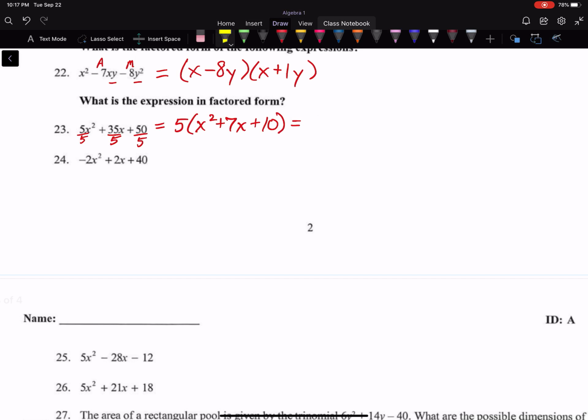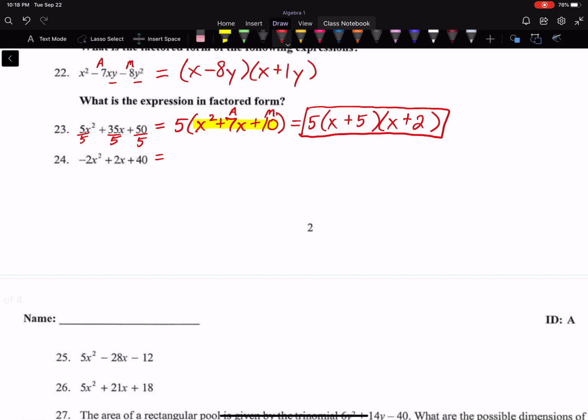And then you ask yourself, can you factor what's in the parentheses? And the answer is yes, because we can find two numbers that multiply to be 10 and add up to be 7. So that's going to be 5. And two numbers that multiply to be 10 and add up to 7 are 5 and 2. 5 times 2 is 10. 5 plus 2 is 7. And the little 5 that you brought out front, it just comes along for the ride.